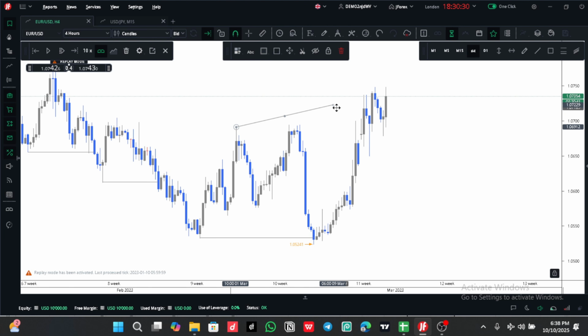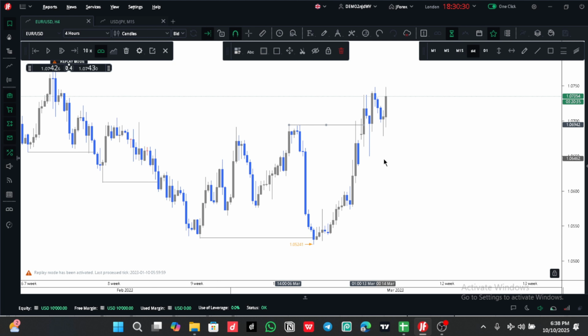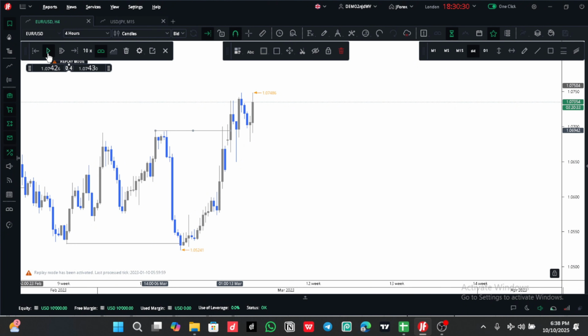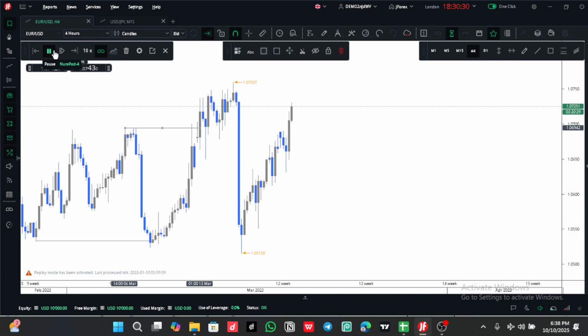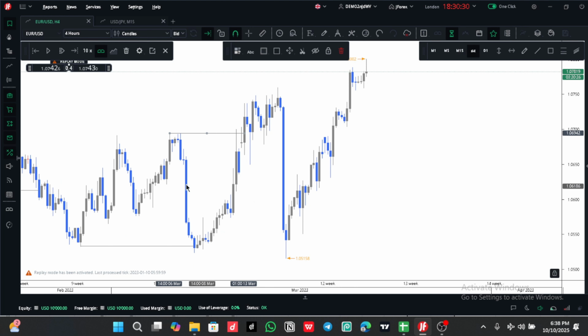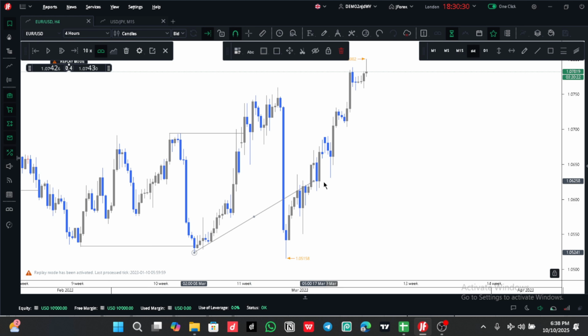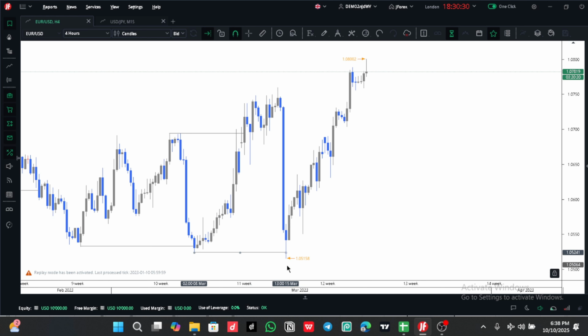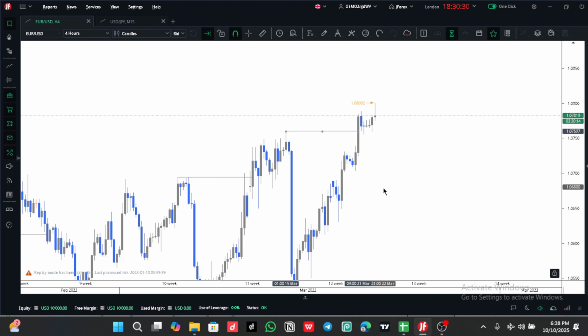So let's see. This is the low, this is the highest high. So that's the break of structure right there. You can see the market came and swept this low. It did not break with a body candle, so I don't classify it as a break of structure. The market came and broke the high with a body candle. Now that would be a break of structure.